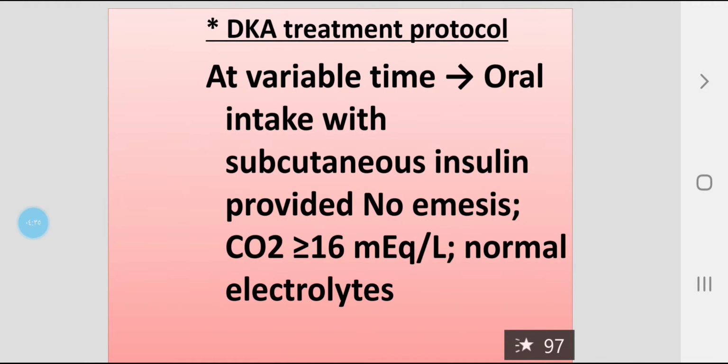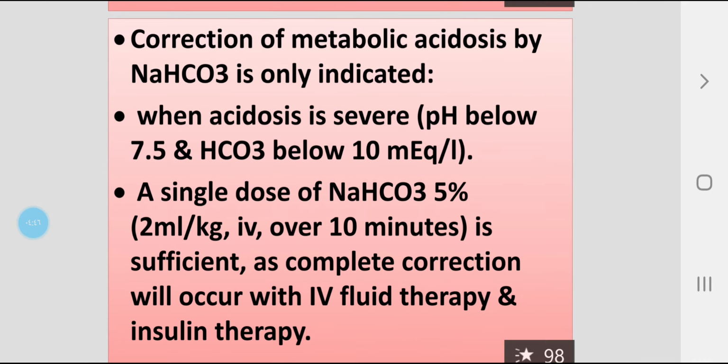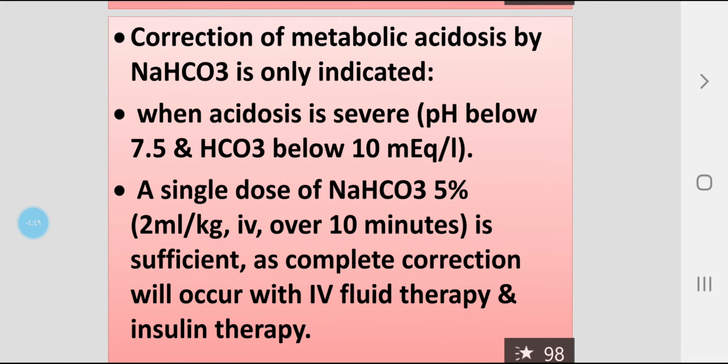At a variable time, start oral intake with subcutaneous insulin, provided there is no emesis, CO2 is more than or equal to 60 milliequivalent per liter, and electrolytes are normal. Correction of metabolic acidosis by sodium bicarb is only indicated when acidosis is severe, that is pH below 7.5 and SCO3 below 10 milliequivalent per liter. A single dose of 5% sodium bicarb, 2 ml per kg IV over 10 minutes, is sufficient, as complete correction will occur with IV fluid therapy and insulin therapy.